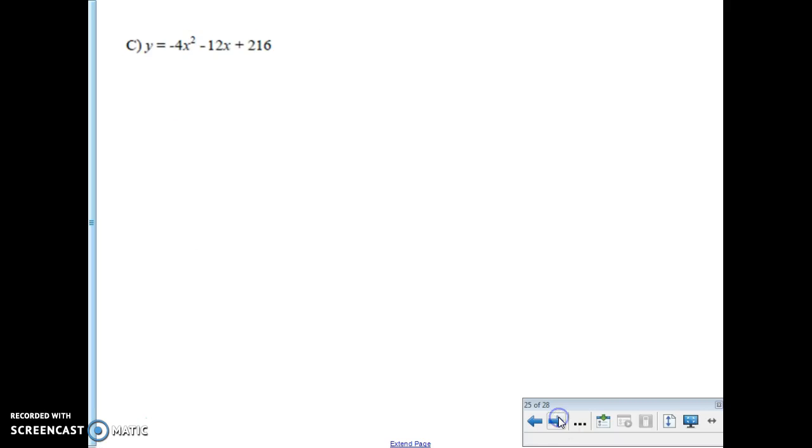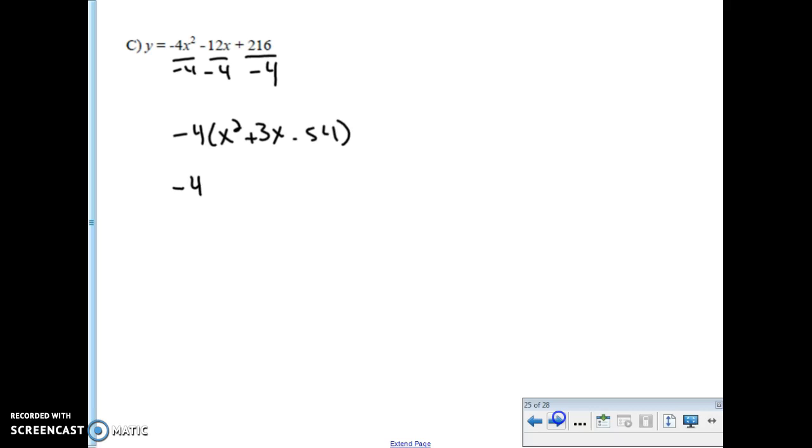Just to look at something slightly more complicated, I'm looking at negative 4x squared minus 12x plus 216. The first thing I notice is, hey, there's a number in front of x squared. Can I take that out of every term? So does negative 4 go into all the terms in order for me to get x squared by itself? So I have negative 4, and then I have x squared plus 3x, and then if I take 216 and divide it by negative 4, I get negative 54. So I have a negative 54 left over.